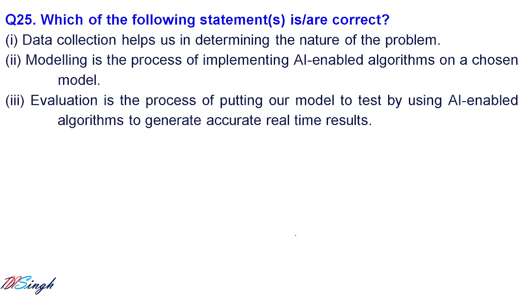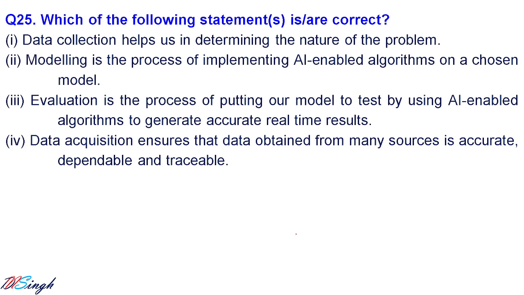Which of the following statements is or are correct? It is asking about the correct statement. Let us go and read what is the correct answer. Data collection helps in determining the nature of the problem. That is not correct, because data collection is called data acquisition. Modeling is a process of implementing an AI-enabled algorithm on a chosen model. Okay, modeling, let us read out some more. Evaluation is a process of putting our model to test. This is also wrong.